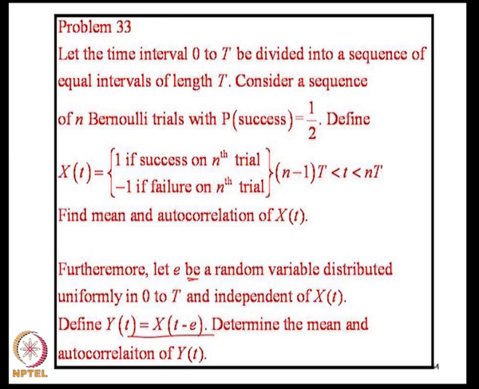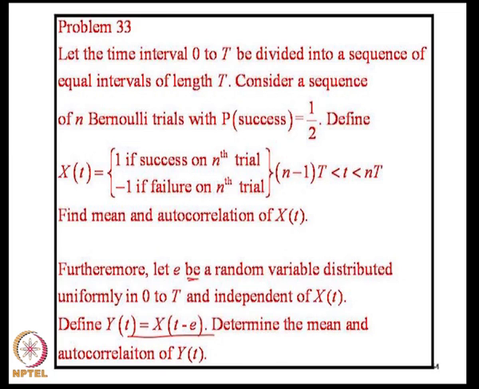Let the time interval 0 to t be divided into a sequence of equal intervals of length T, that means I am considering some nT. Consider a sequence of n Bernoulli trials, that means at every step the probability of success is half. Now I define x of t equal to 1 if we observe success on the nth trial, and minus 1 if we observe a failure, where t is between (n minus 1) capital T and n T. So the problem is to find the mean and autocorrelation of x of t.